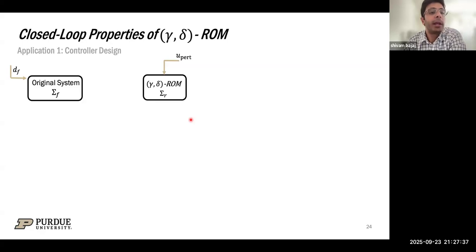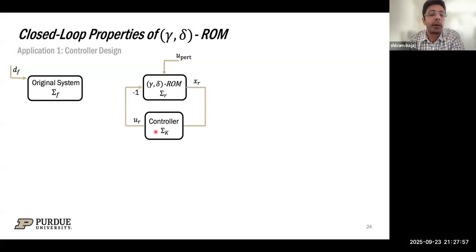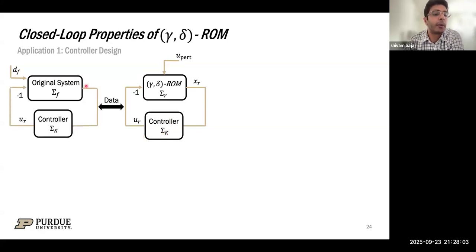So one application that I will talk about right now is controller design. The idea here is that I have a system sigma f, and there is some disturbance df acting on it. I design a reduced model sigma r using our framework, with a perturbation signal acting on it. Then I design a controller based on this reduced order model. And then I want to apply the same controller to the true system. One can do it in multiple ways.